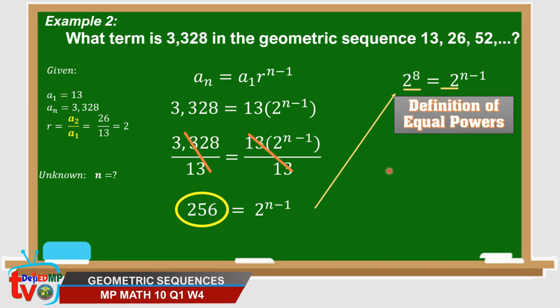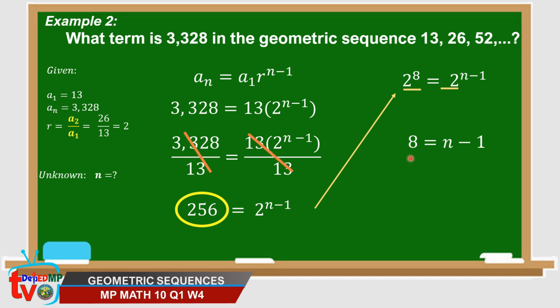In here, we will apply the equal powers definition that states 2 powers are equal if and only if their bases are equal and their exponents are equal. So by inspection, we can see that the bases of the expressions are now equal, so we can equate their exponents. The resulting equation then is 8 equals n minus 1. So 8 plus 1 equals n. The value of n is equal to 9. Therefore, 3328 is the 9th term in the geometric sequence.